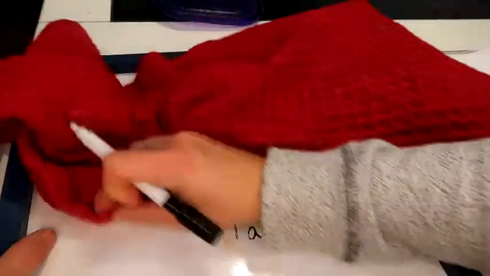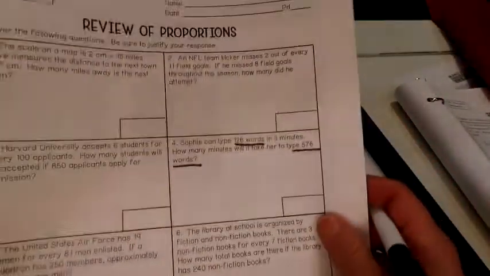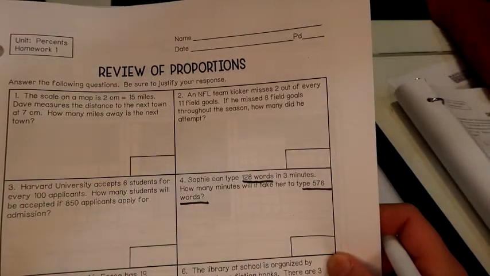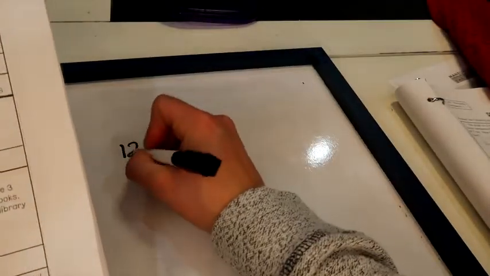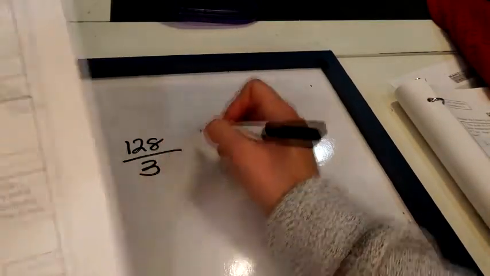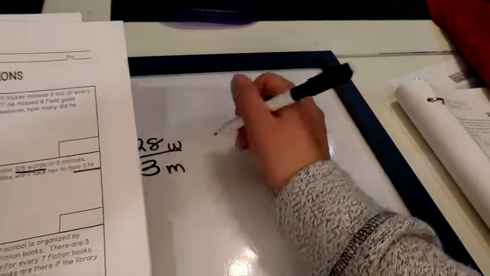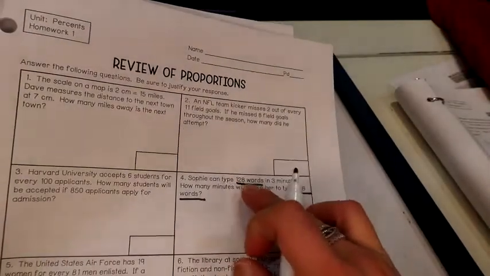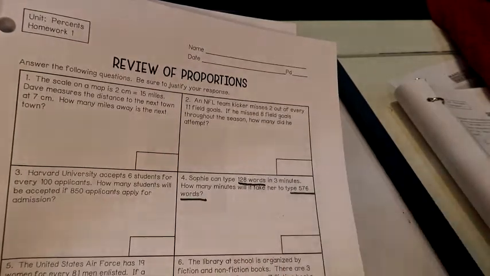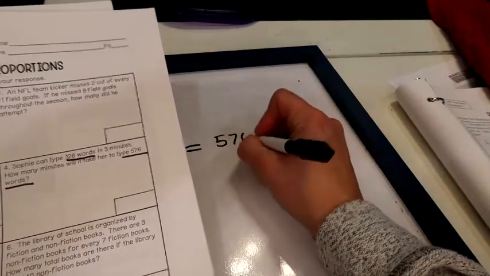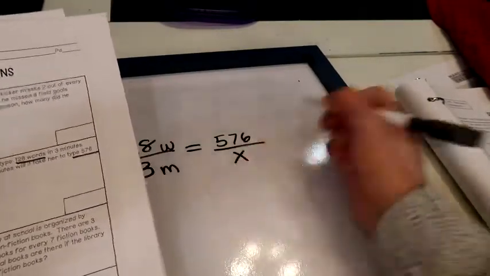So let's move on to the next problem. Sophie can type 128 words in 3 minutes. So we're going to write 128 over 3. This is words, and this is minutes, is equal to... Sophie can type 128 words in 3 minutes. How many minutes will it take her to type 576 words?